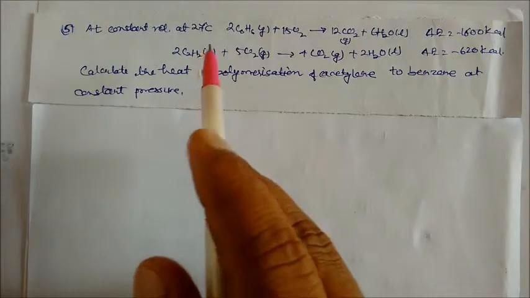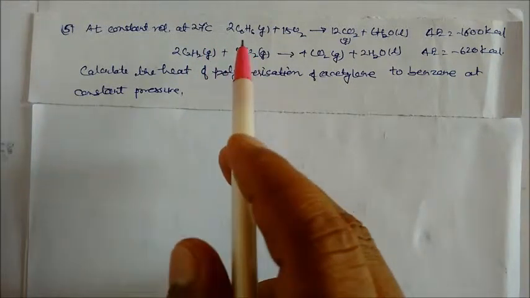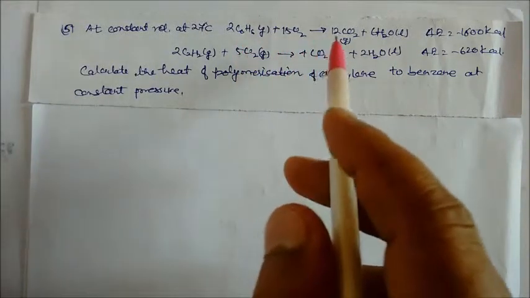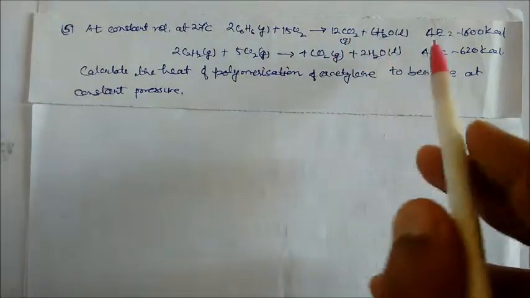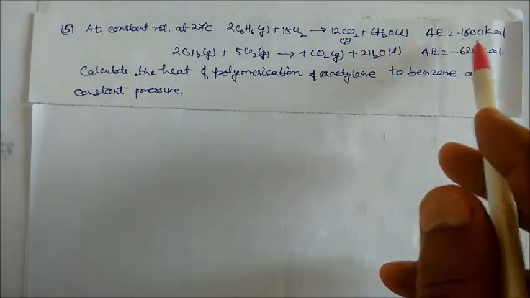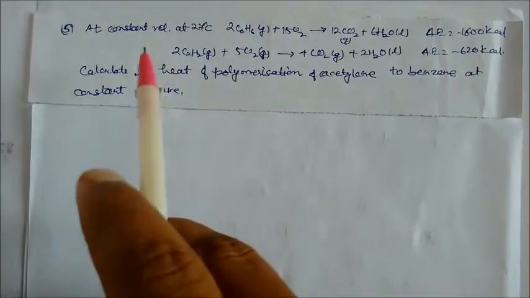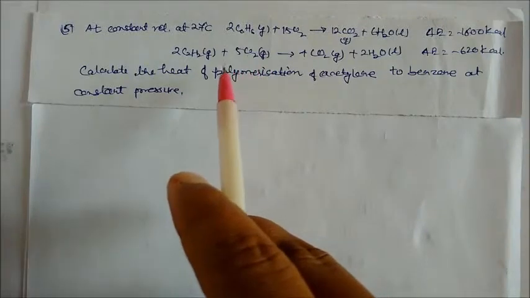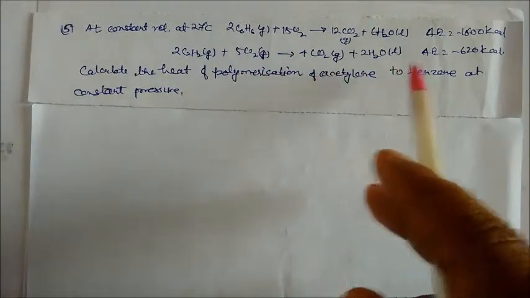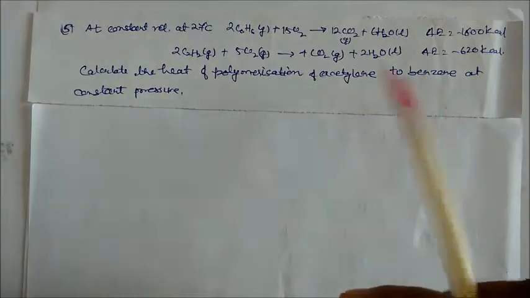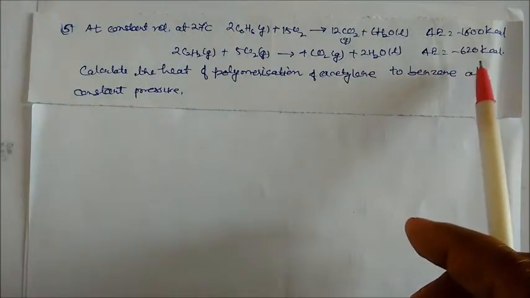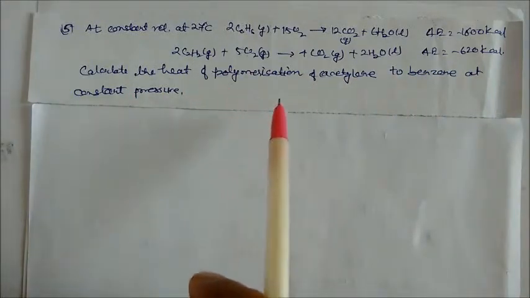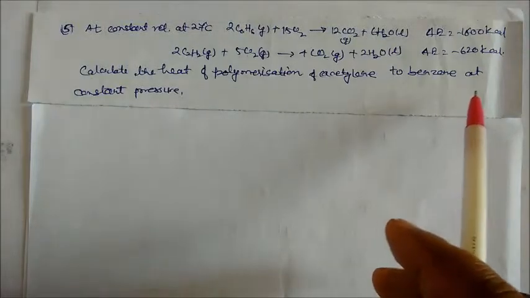At constant volume at 27 degrees centigrade, cyclohexane on reaction with O2 will give you 12 molecules of CO2 plus 6 molecules of water, whose internal energy change is 1600 kilocalorie. Similarly, if you take acetylene, on combustion it will give you carbon dioxide plus water, and there also the internal energy change is 620 kilocalorie. Now we have to calculate the heat of polymerization of acetylene to benzene at constant pressure.